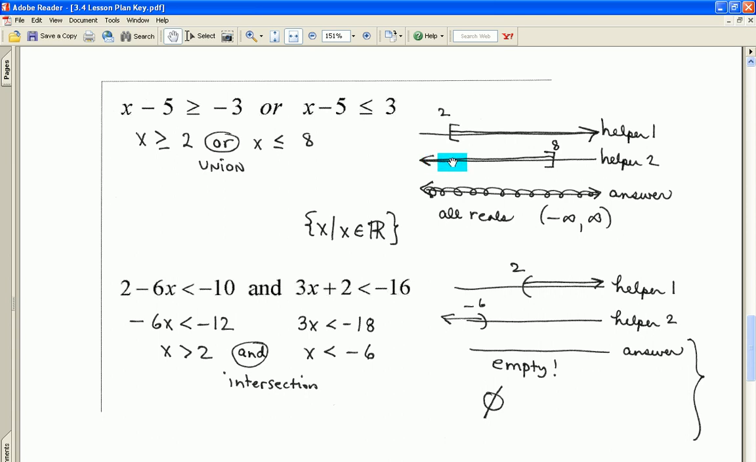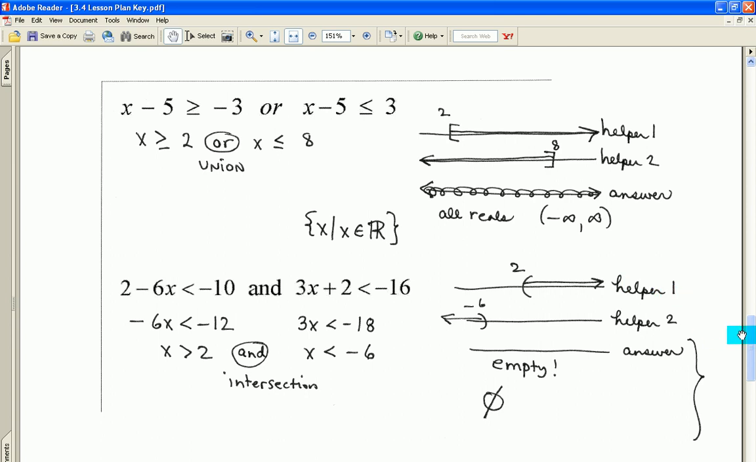These numbers appear in the helper graph, so they come. These numbers appear in the helper graphs twice, so they definitely come. And these numbers appear in the helper graph once, so they come. All it takes is one time. All real numbers, which we write in interval notation as negative infinity to positive infinity. And in set builder, it's a little weird. It's the set of all x's such that x is an element of the reals.